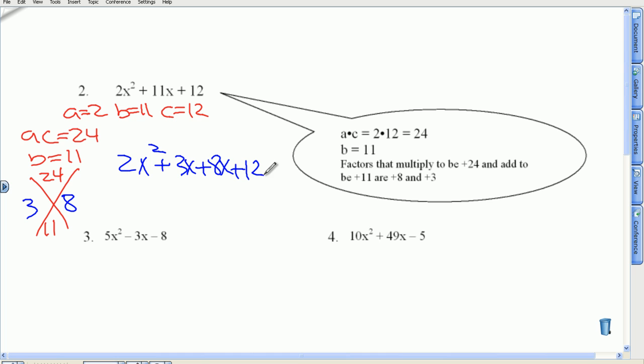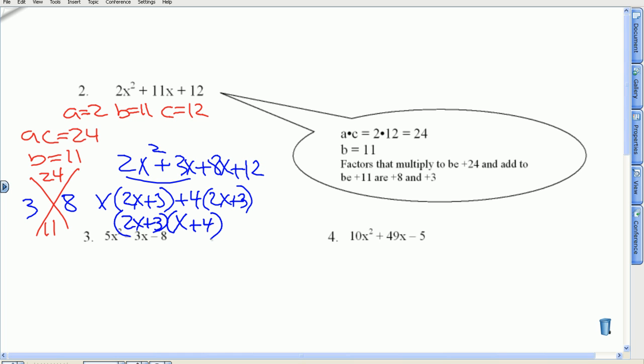Factor the GCF out of the first two terms, so I'm going to take x out, left with 2x plus 3. Factor the GCF out of the last two terms, how about I go ahead and take out 4. I'm left with 2x plus 3. And then to get the final answer, I'll take the 2x plus 3 out of each term, and multiply that times x plus 4. And there is your final answer.